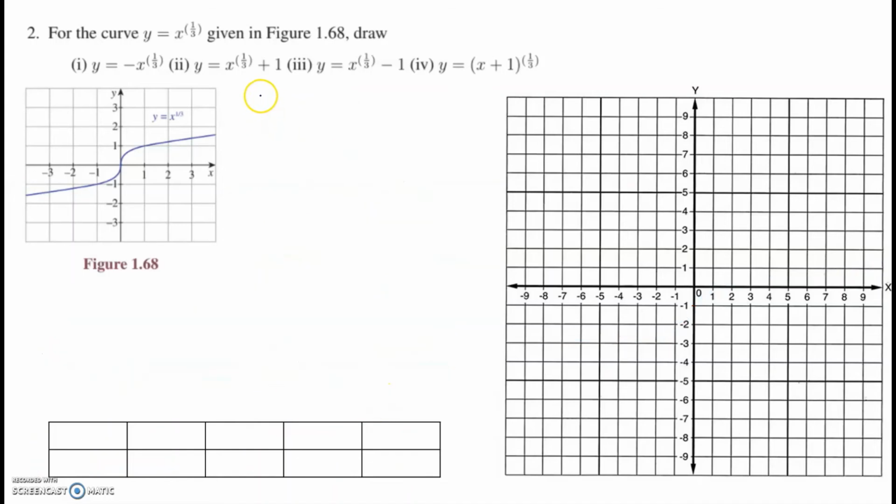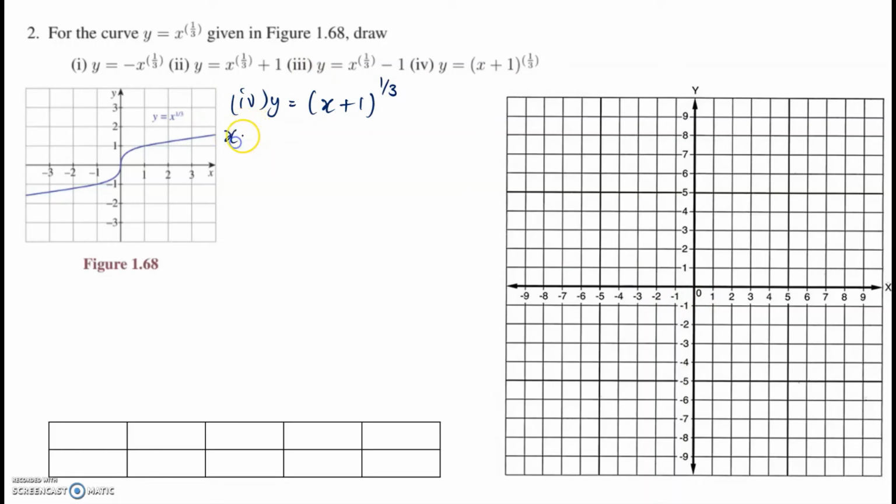Then for the last part of the question, which is y is equal to x plus 1 to the whole power 1 by 3. So now by looking at it, you can clearly see that because it is x plus 1, the graph should be shifted 1 unit to the left. When this is a plus 1, it will be shifted 1 unit to the left. However, let's try and plot the points.